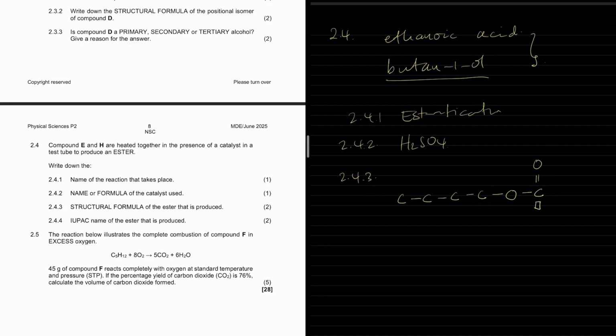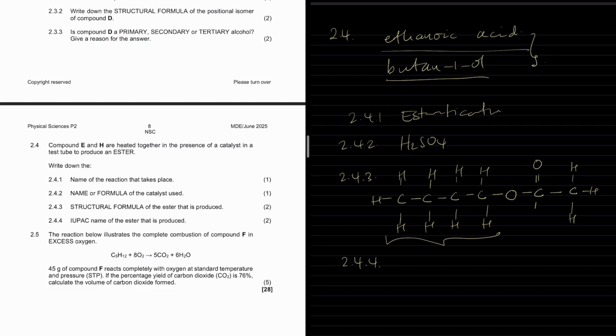Now, from this carbon onward is the carboxylic acid. The carboxylic acid is ethanoic acid. There's two carbons. So if that's carbon 1, that's carbon 2. And we just fill in the rest of the hydrogens like so. The first part is the alcohol. The second part is the carboxylic acid. And 2.4.4, what is the IUPAC name of the ester that is produced? We name the alcohol first, butan-1-ol, so that becomes butyl, and ethanoic acid becomes ethanoate.